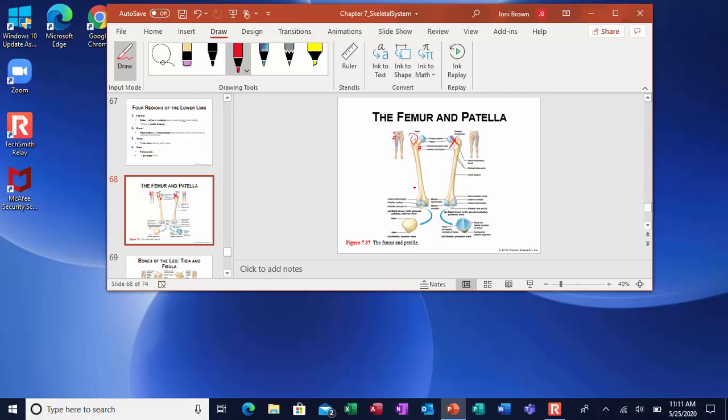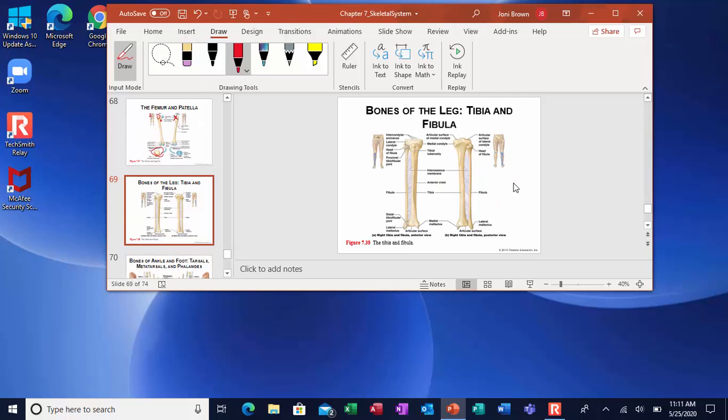And then it extends all the way down to the knee, and it articulates with this patella that's there, or your kneecap. The tibia, as we said, is the weight-bearing bone, so it's going to articulate with the femur, and it goes all the way to the ankle. The fibula is underneath the tibia, and it extends down, and it is only for muscle attachment.